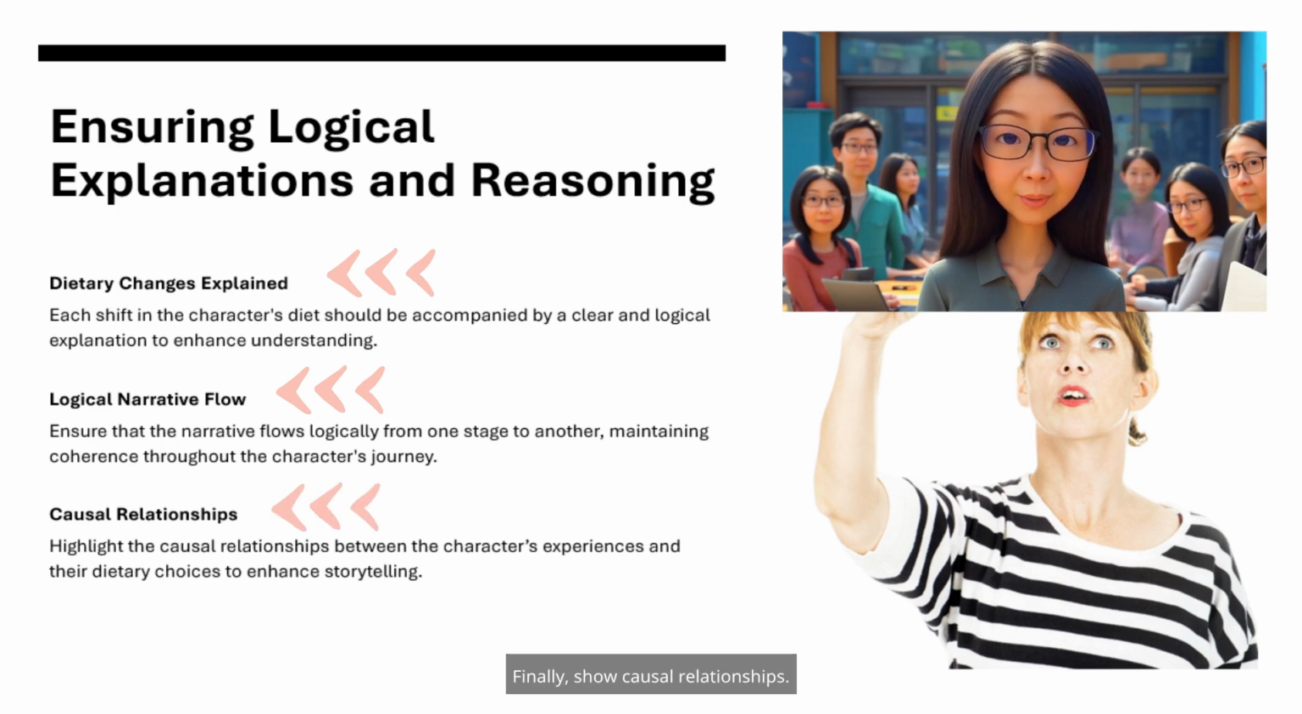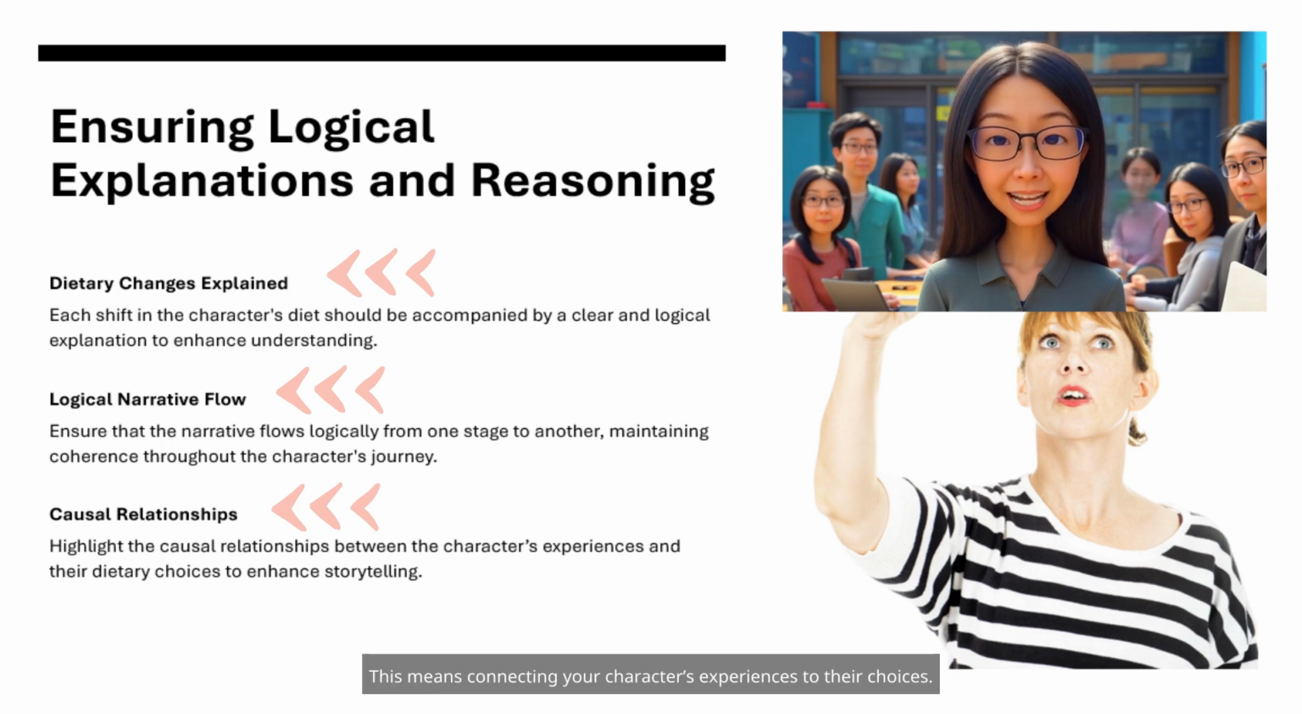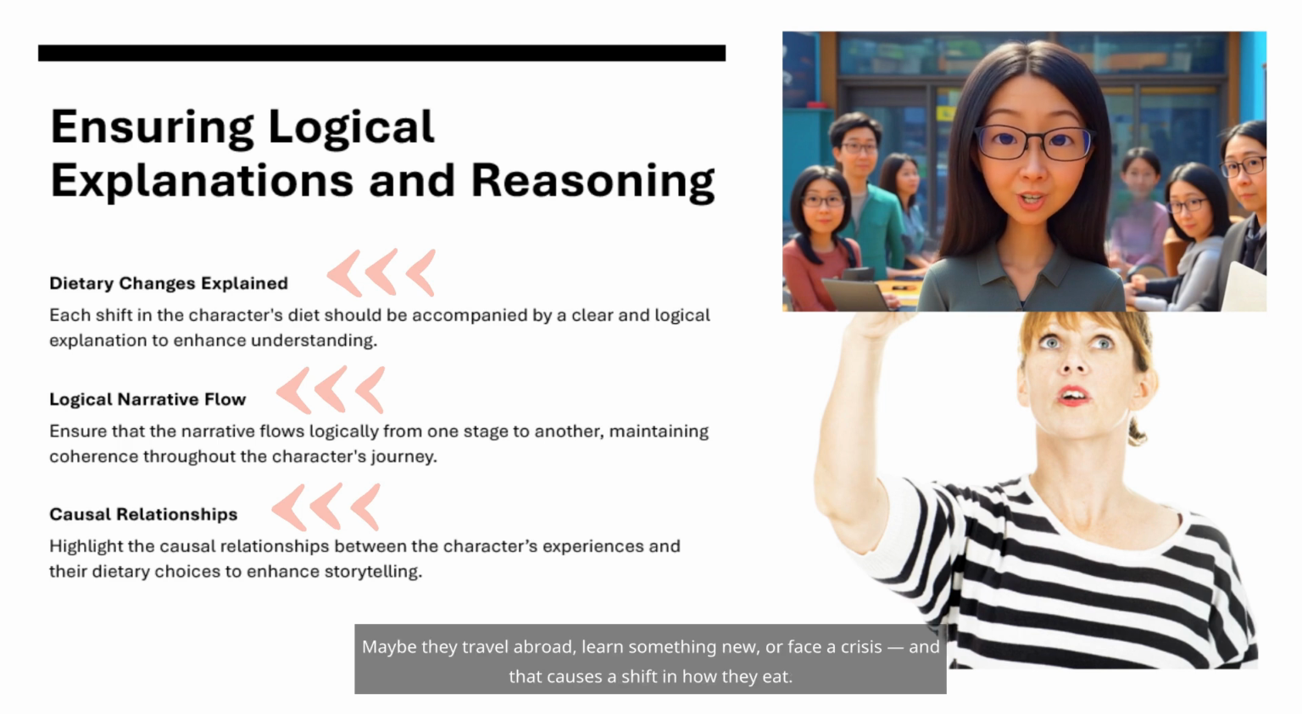Finally, show causal relationships. This means connecting your character's experiences to their choices. Maybe they travel abroad, learn something new, or face a crisis, and that causes a shift in how they eat. These cause and effect links strengthen the emotional and narrative coherence of your story. When we build these logical connections, our storytelling becomes not only more believable, but also more powerful.